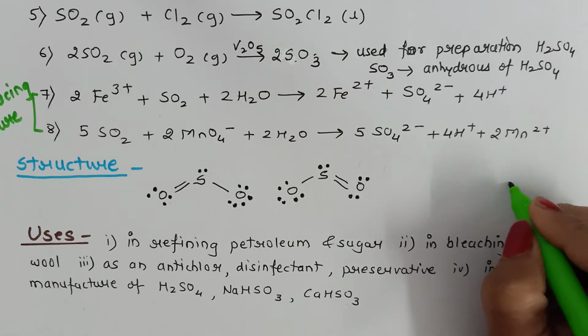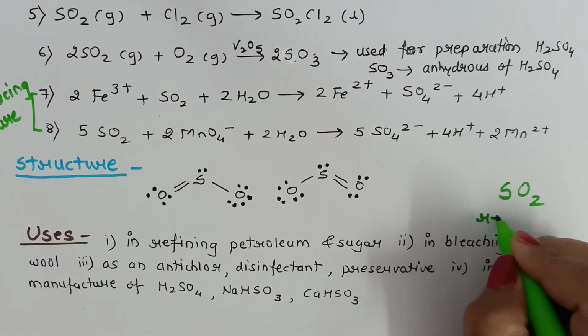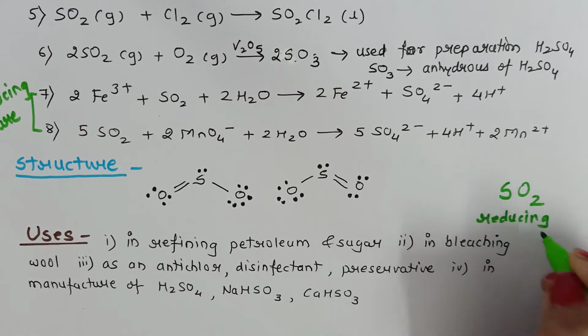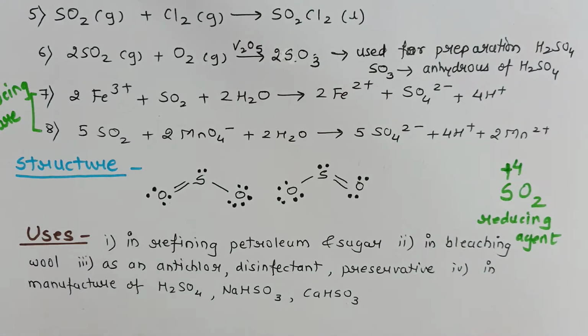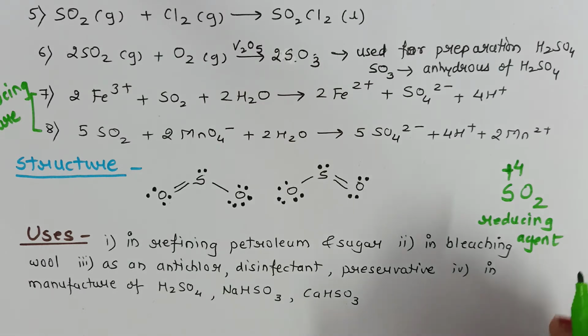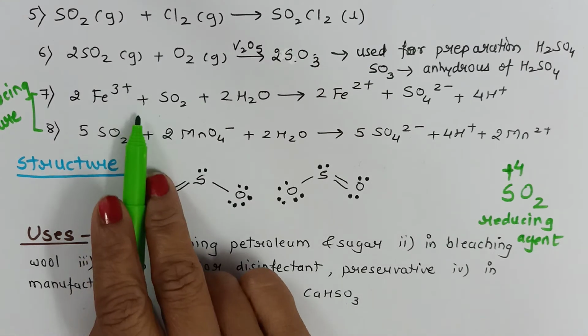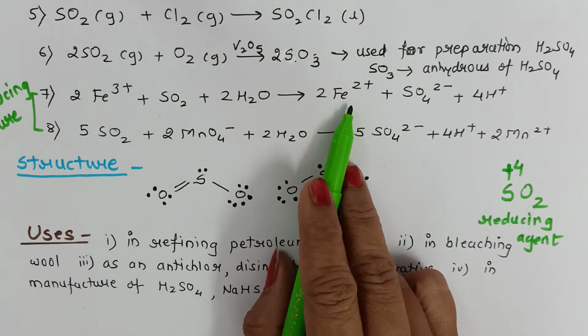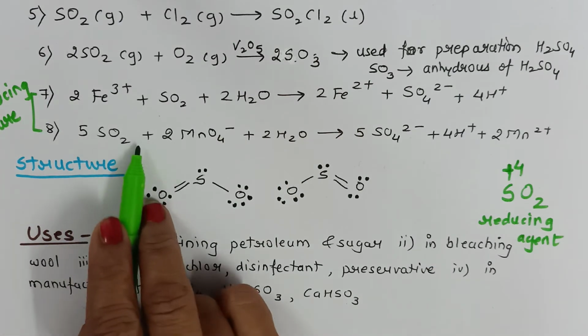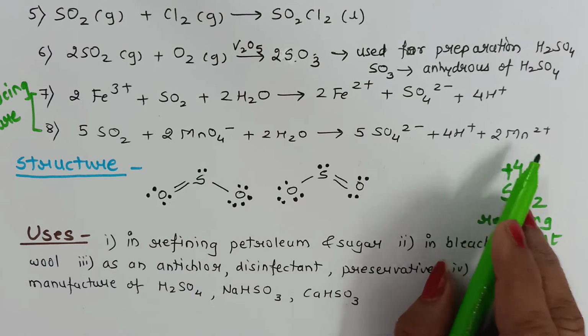Now SO2 acts as a reducing agent. Why? Because in sulfur dioxide, sulfur is in +4 oxidation state. So it can easily get oxidized to its next higher oxidation state, which is the stable state of sulfur, +6, and therefore it acts as a reducing agent. For example, in the first one, it converts Fe3+ ion to Fe2+, and in the second one, it will convert MnO4- to Mn2+.